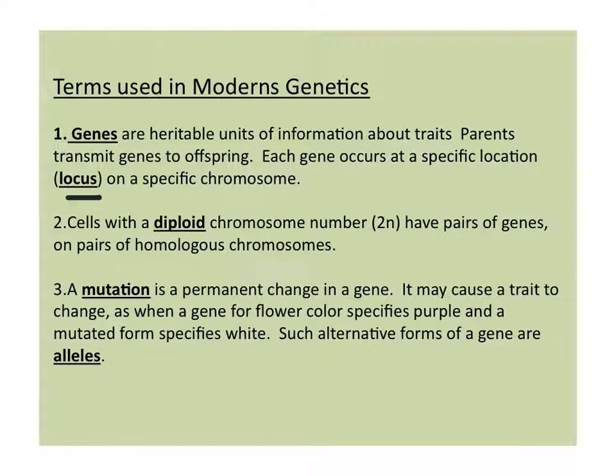A mutation is a permanent change in a gene, and it could cause a trait to change. Sometimes these occur where, for example, a gene for flower color may be purple, and all of a sudden there's a mutated form that specifies white. These are the alternative forms of a gene. It is assumed that at one time they were all the same, but then a mutation caused the different expression, a mutated form, a different gene, and those would be called the alleles.